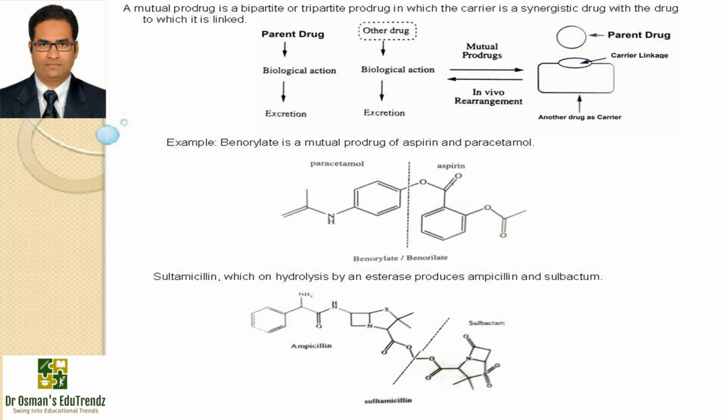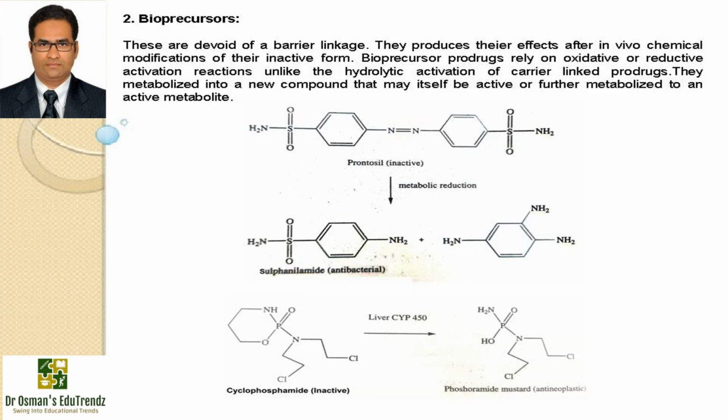You can see in the figure how the parent drug is reacting on biological action and how it is excreted, and how the mutual product is arranged. Now, an example for this we have is benorilate, which is a mutual product of aspirin and paracetamol. We also have another example, that is sultamicillin, which on hydrolysis by an esterase produces ampicillin and sulbactam.